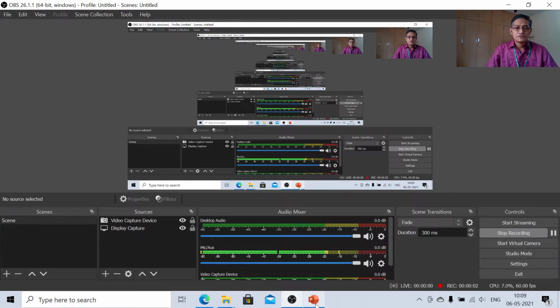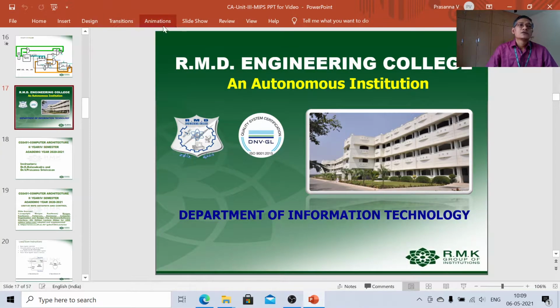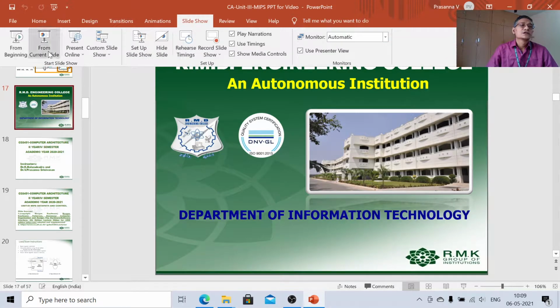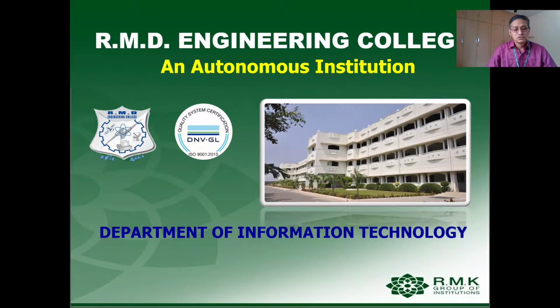Welcome to the series of lectures in computer architecture. Today we will continue our discussion with respect to building the data path. In the previous two classes we built the data path for instruction fetch as well as R-type instructions. We will continue our discussion further, right?